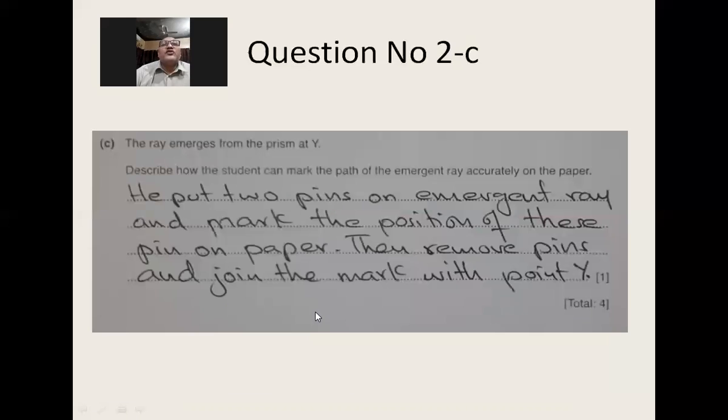So let me show you my answers. Okay. He put 2 pins on the emergent ray and marked the position of these pins on paper. Then remove the pins and join the marks with the point Y with a straight line. So this was question number 2. It was totally of 4 marks.